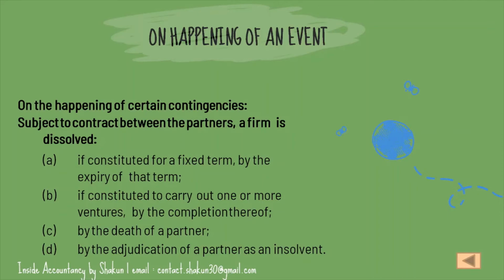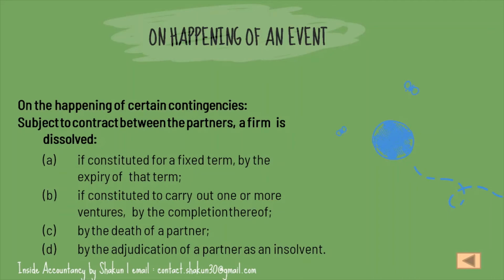If constituted to carry out one or more ventures, by the completion thereof. It means if the partnership was carried on to carry out some business venture, and the venture is now complete, the firm will be dissolved. By the death of a partner: death of a partner leads to the dissolution of the partnership firm, but it may be continued by the remaining partners. A new firm may be formed.